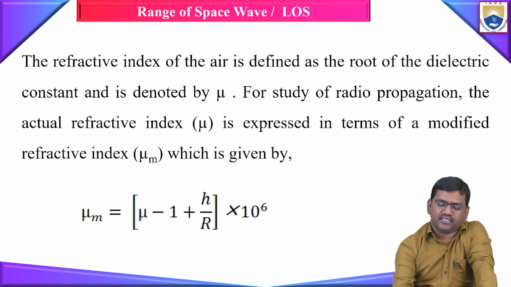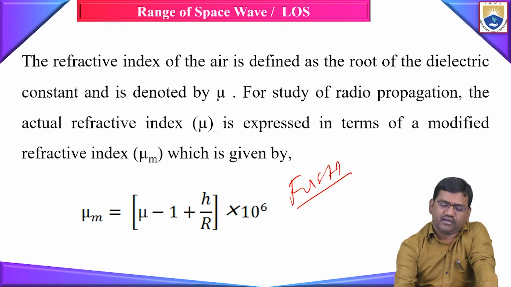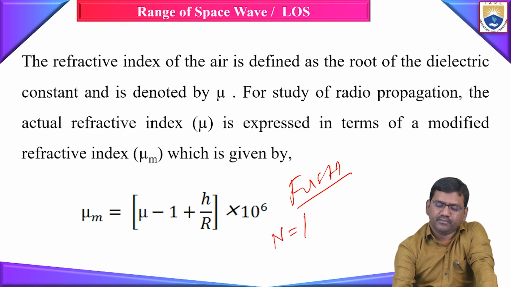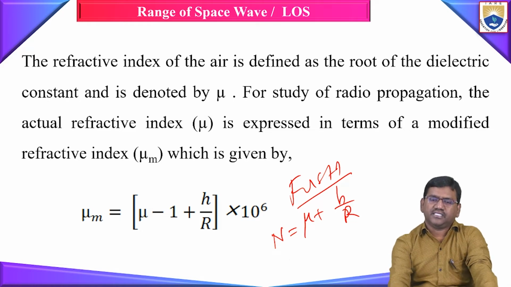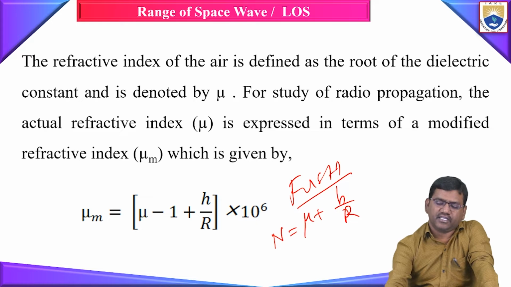Generally, for standard atmosphere, the value of n is given by mu plus h by r. So the refractive index is given by the parameter mu plus h by r. It depends upon the height of the transmitting antenna and also the radius of the Earth. But for non-standard conditions, we need to modify this equation.